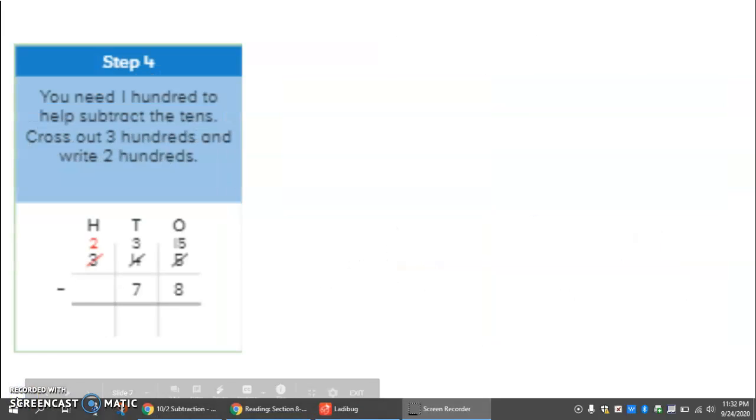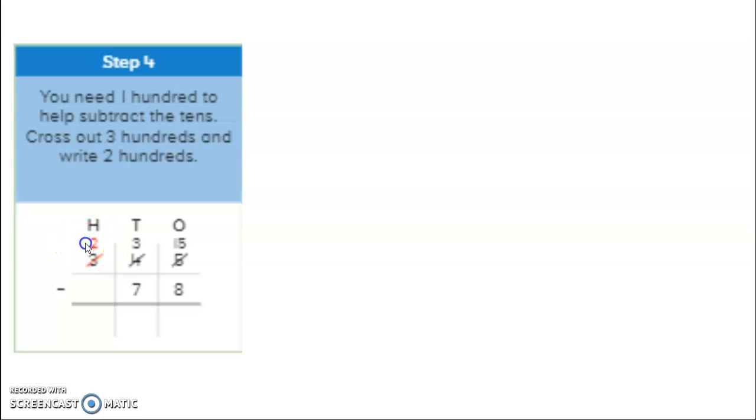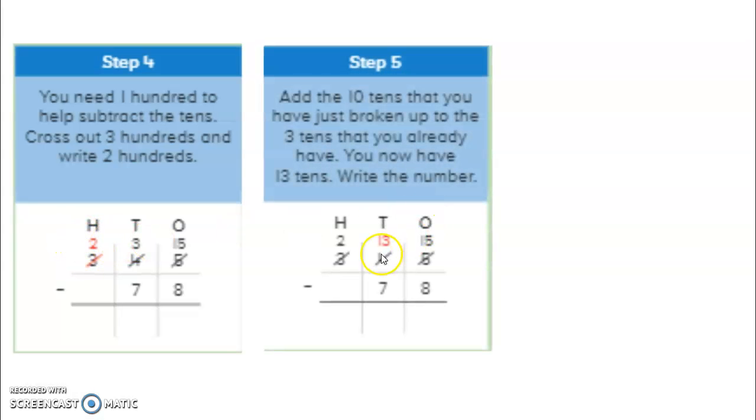Moving on to step number 4, it says you need 100 to help subtract the tens. You cross out the 3 and write 200, 2 hundreds. Step number 5, you add the tens that you have broken up to the 3 tens that you already have. So now you have 13 tens. Write that number.